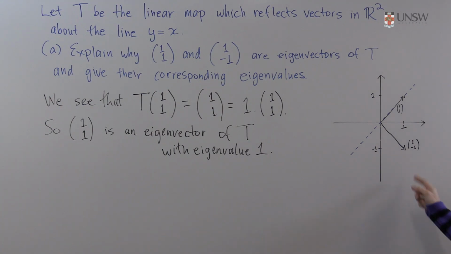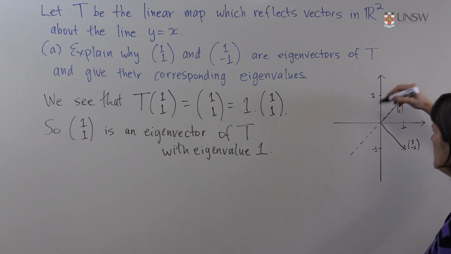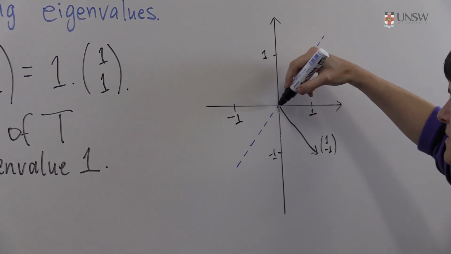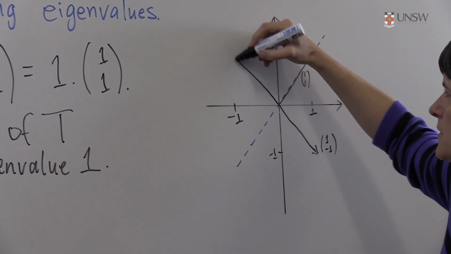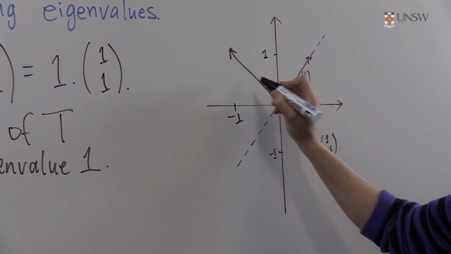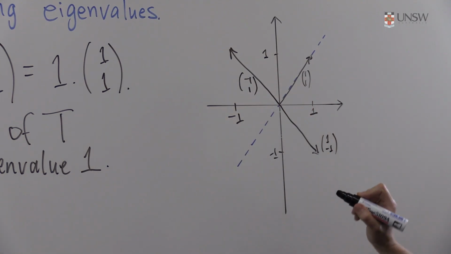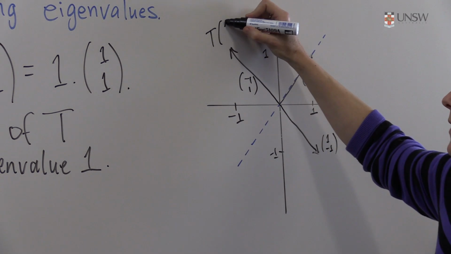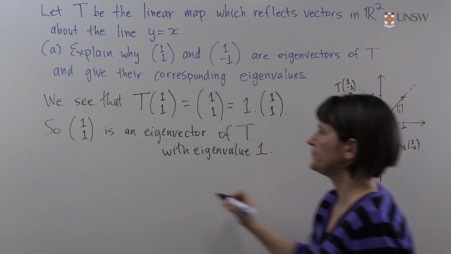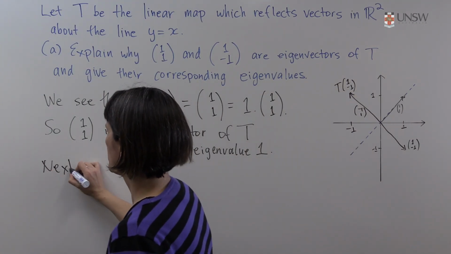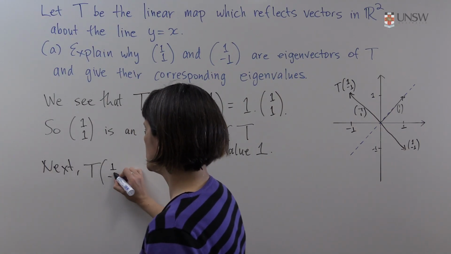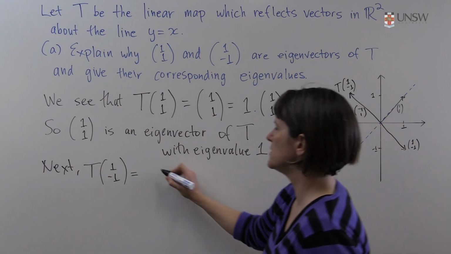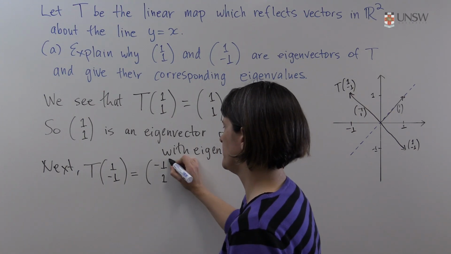And similarly, now what happens if we reflect the vector (1, -1) in this line y equals x? You can see instead of being down in this quadrant, it's going to flip over here. And we'll get the vector which is -1 in the x coordinate and 1 in the y coordinate. So T of (1, -1), as we've seen from the geometric picture, is (-1, 1).